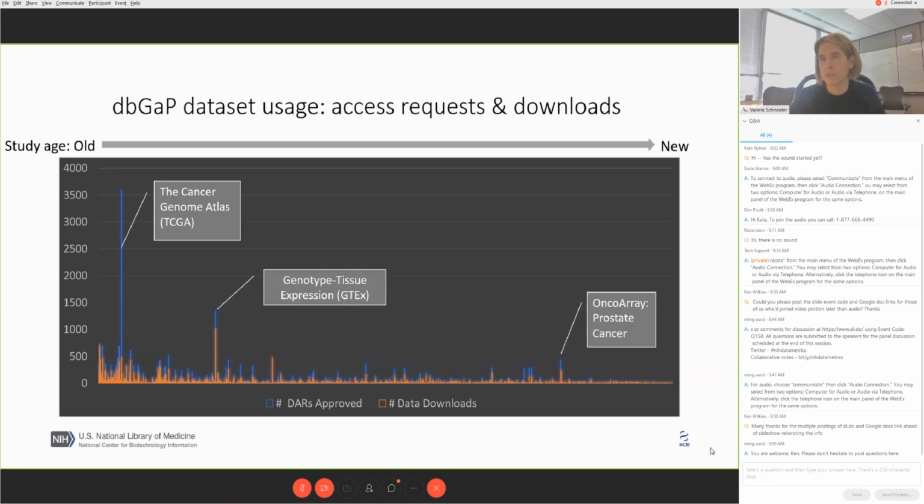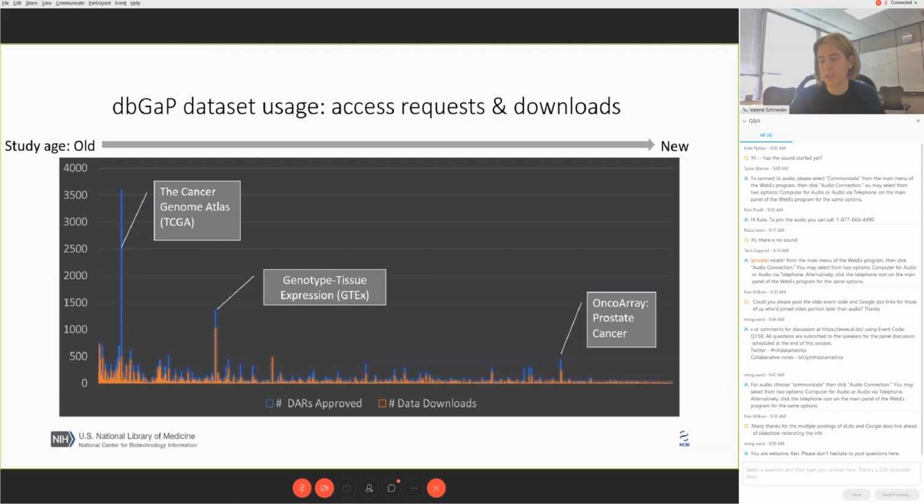So not only are these usage metrics meaningful to NCBI as we develop our repositories, but they're also valuable to the funding agencies that support this research and also to the users of this data. And so this is another area where we're looking to do more automation of metric gathering and analysis.